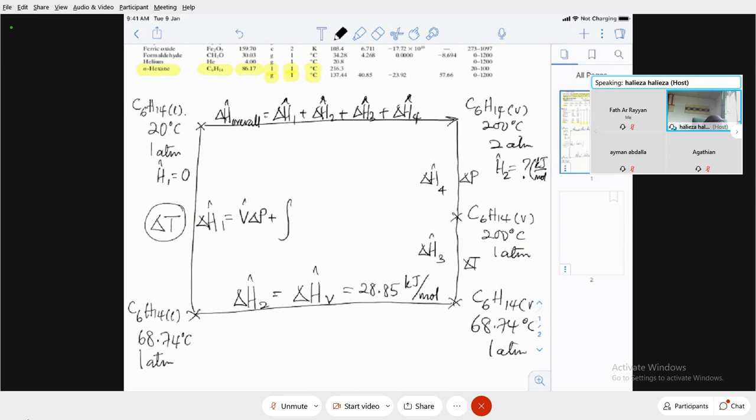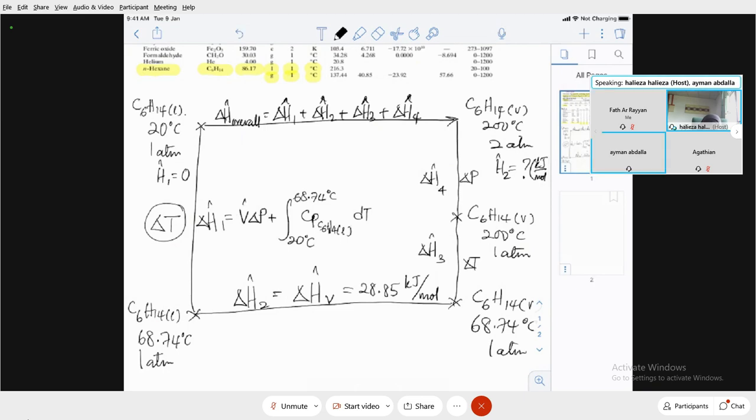What is your first temperature? Where do you start from? 20 degrees. Okay, we're going to write degree C. We're going to check later on whether the unit is in degree C. Your final temperature is 68.7, degree C. And your Cp is going to be Cp of hexane, liquid, dT. Okay, that's the equation.